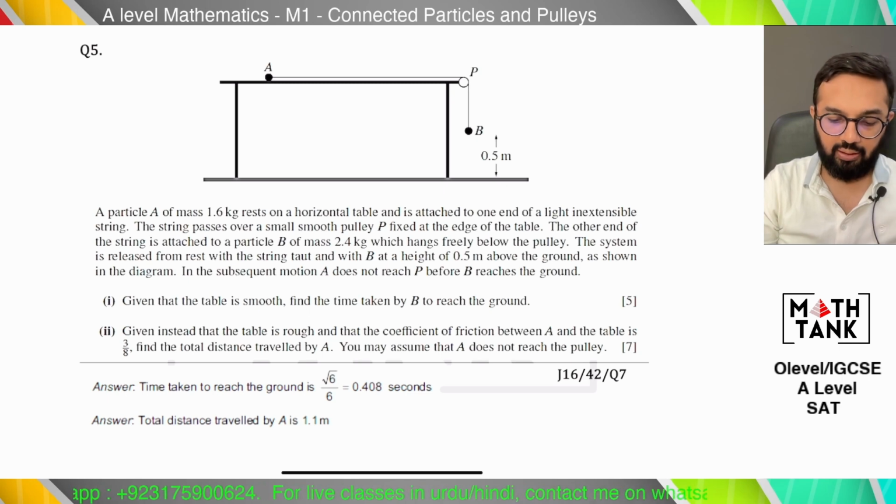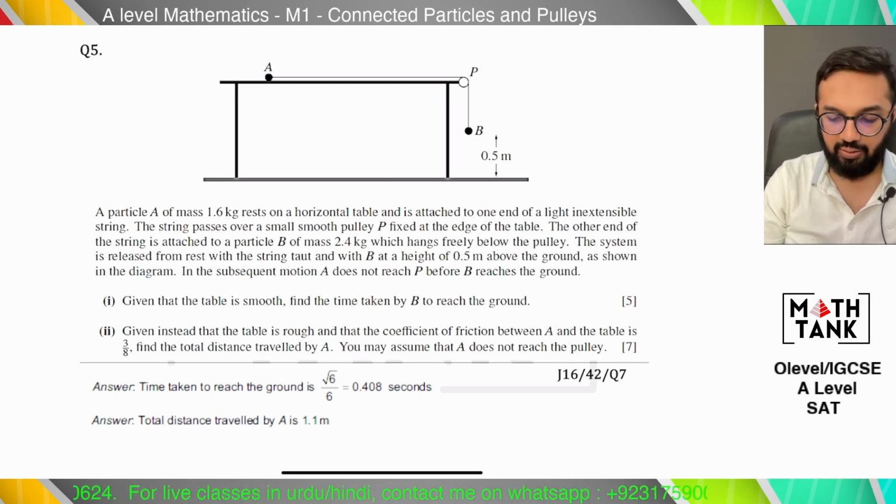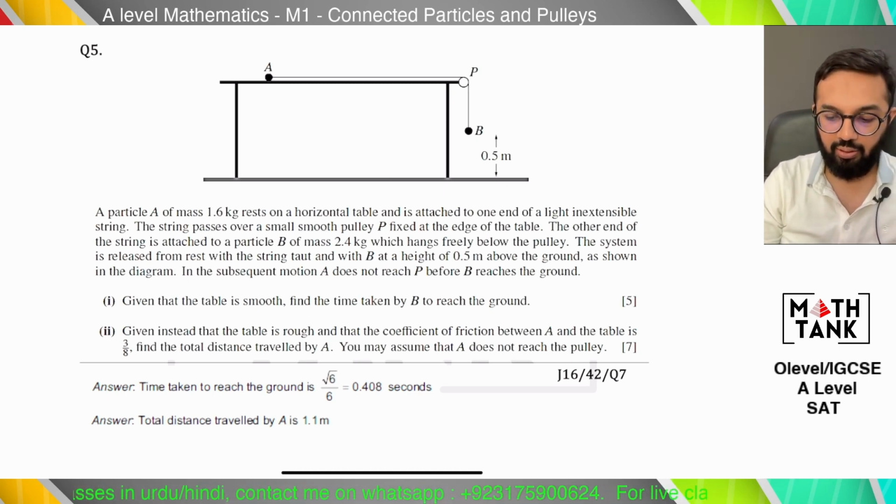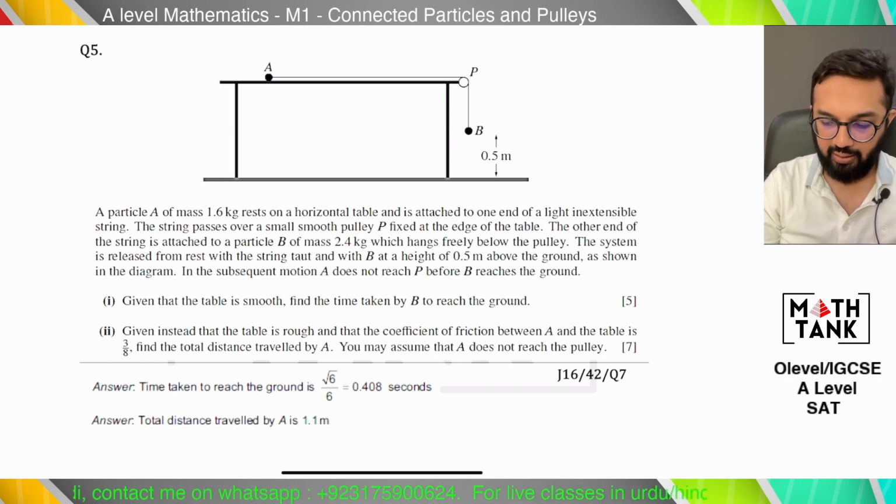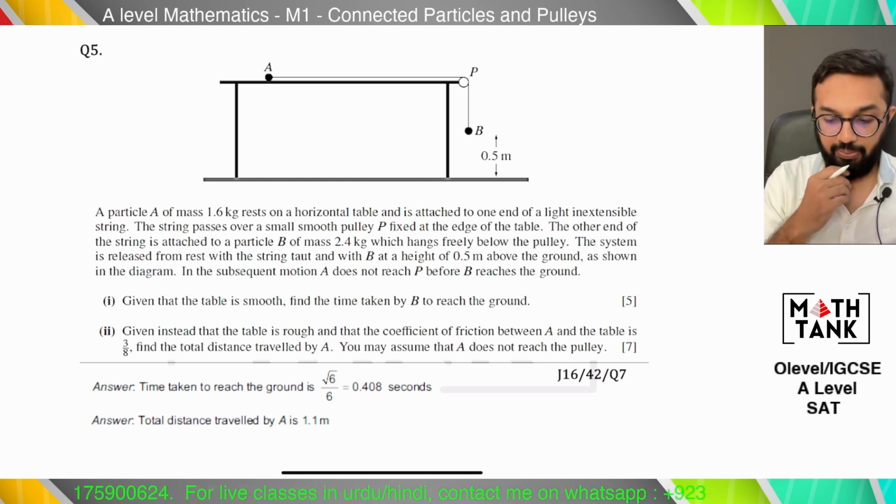It says a particle A of mass 1.6 kg rests on a horizontal table and is attached to one end of a light inextensible string. The string passes over a smooth fixed pulley P.